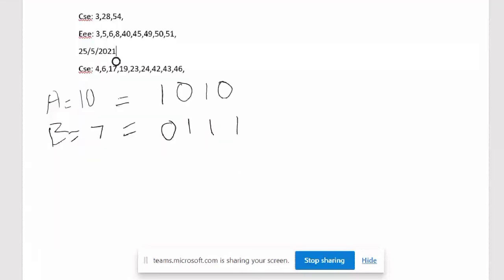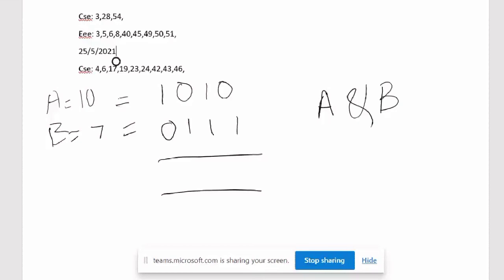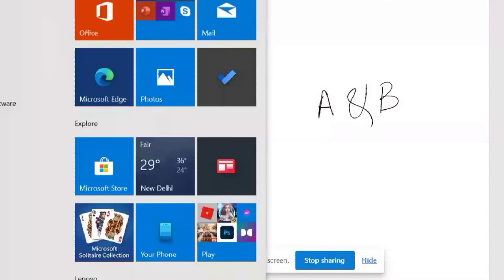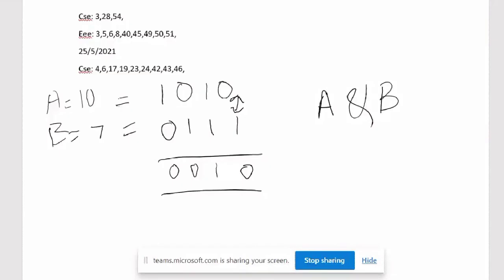Okay, if I say A bitwise AND with B, what does that mean? The corresponding bits of A and B will be ANDed. So 0 1 means you'll get a 0, 1 1 means a 1, 0 1 means a 0, and 1 0 means 0. So what is this 0 0 1 0 value? It is nothing but number 2, right? Okay, very good. So this is what the AND operation is all about.